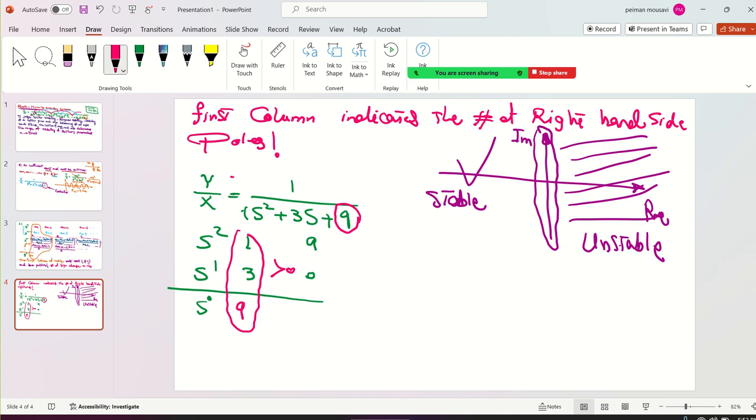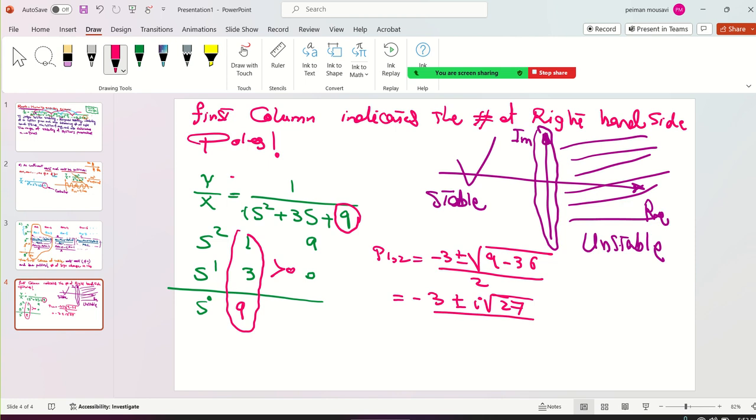This is an underdamped system, guys. You have a pair of complex conjugate poles. Because poles of the system, you know, is equal to -3 plus minus square root of 9 minus 36 divided by 2. Gonna be -3 plus minus j square root of 27 divided by 2. A pair of complex conjugate poles. But by rule of stability criteria, we can just, without going for the solution.